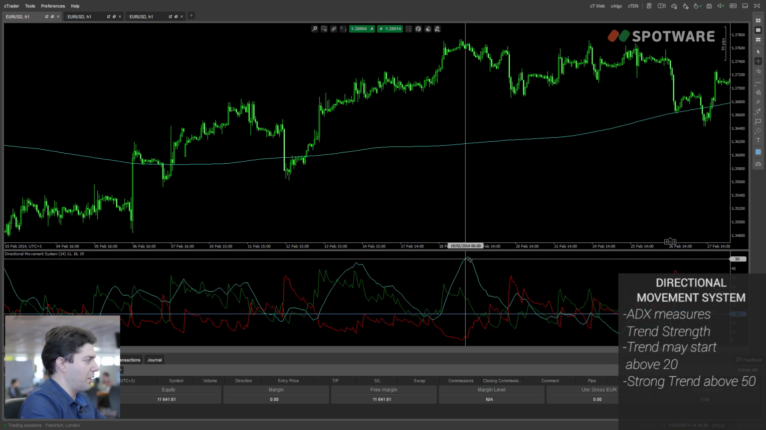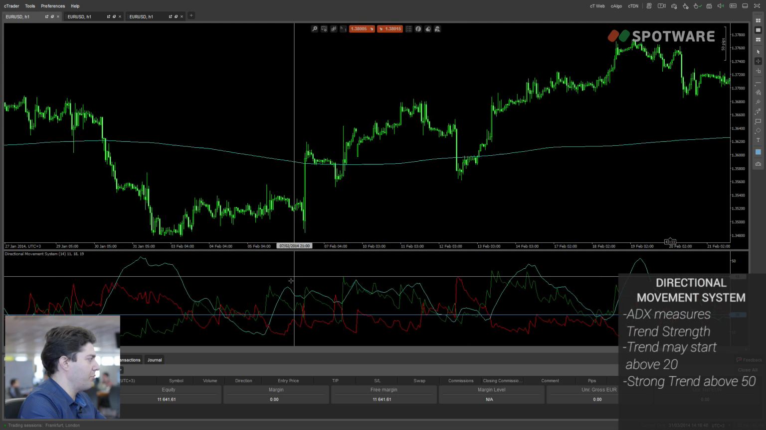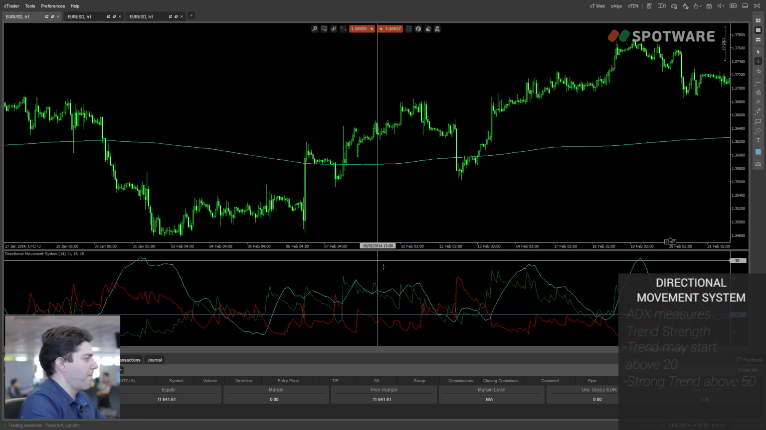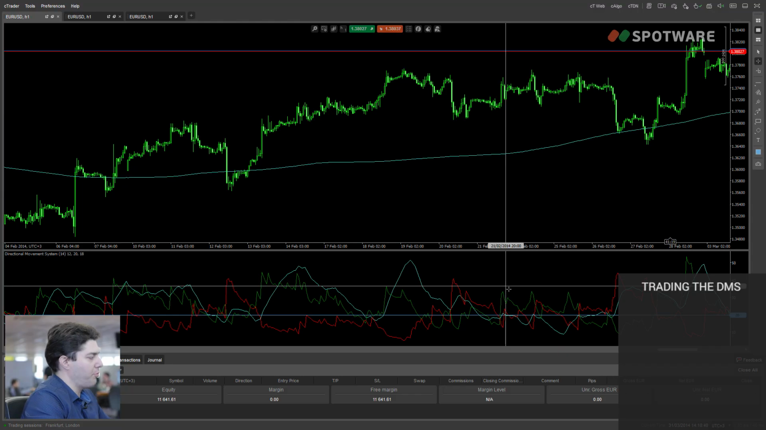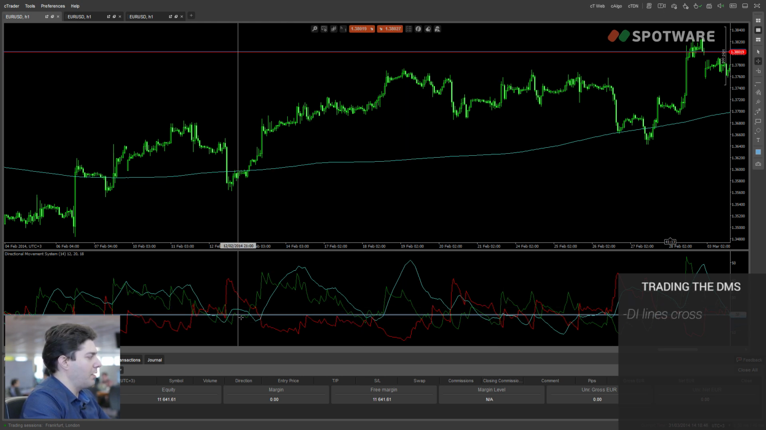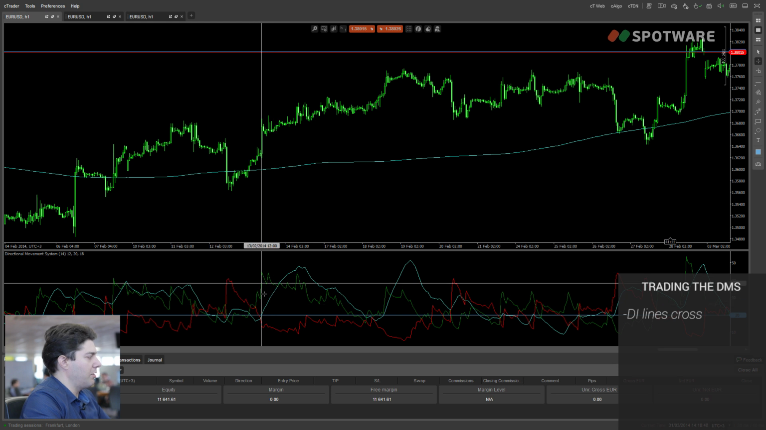So now the indicator actually reaches the 50 level, and the previous level that was around 40 is now again around 50. Now I'm going to show you the most typical ways of trading the Directional Movement System. The most popular way is to trade the crossover between the red and the green line. When the green line crosses the red line and goes above it, you trade long, like here.